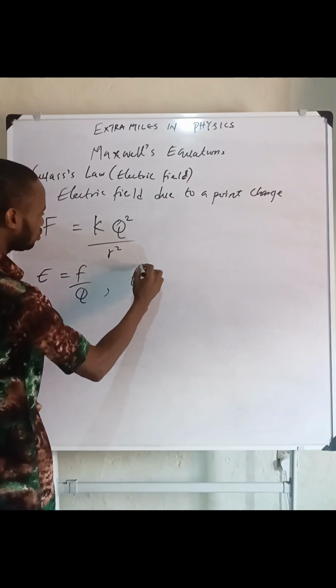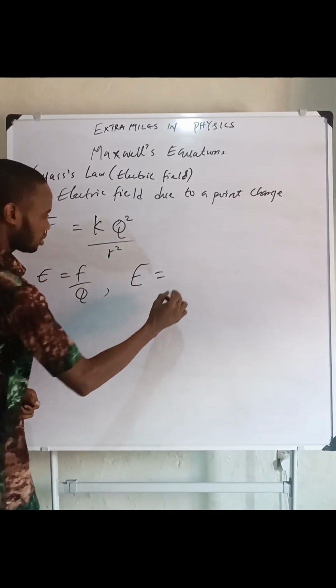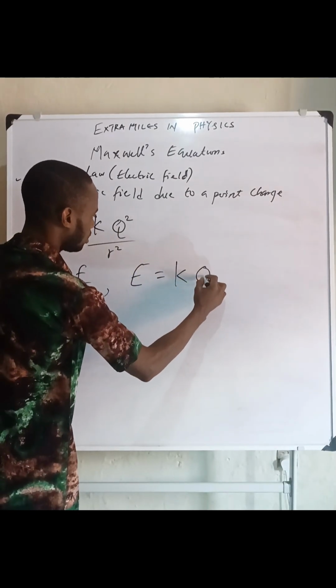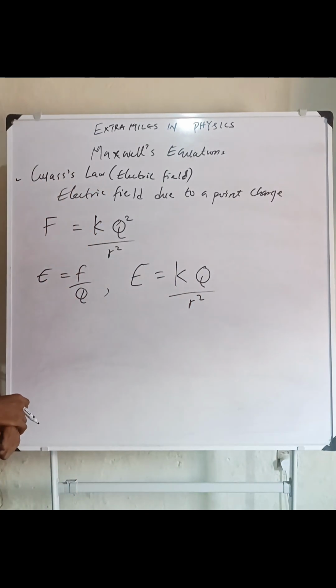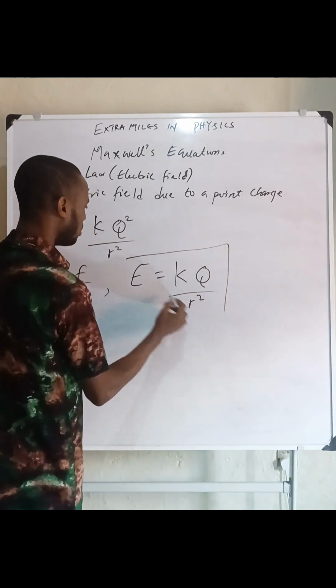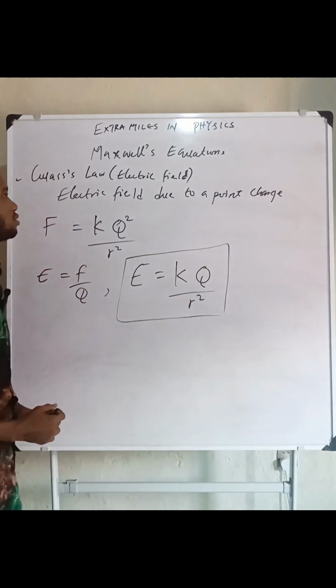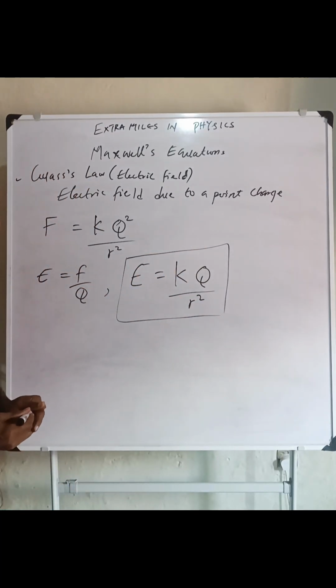So if we equate this into this, then we'll have that our electric field should be giving us what? Our constant here, our charge, all divided by distance squared. And this is what we mean by electric field due to a point charge.